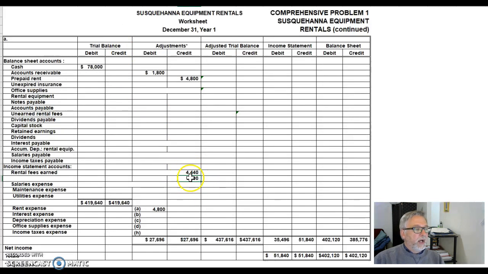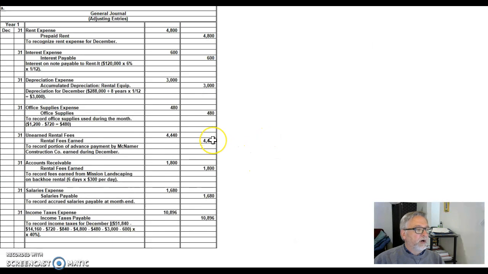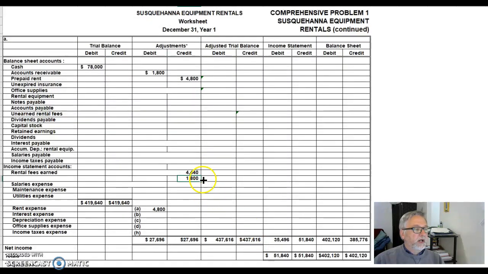That was another one that you had. Remember, you had two rental fees earned there. There's one. And where's the other one? There's the other one right there. So those are the two that come over there. But these two, I'm going to hide this one again so it doesn't confuse us. But these two, you'll notice here, so you've got those.